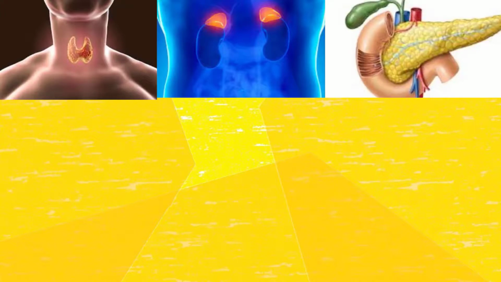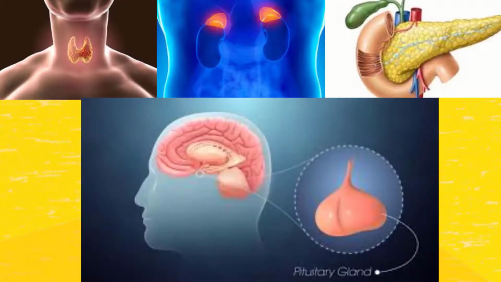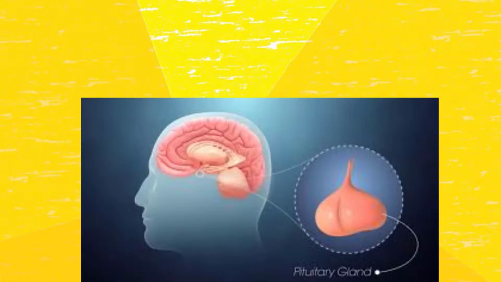Now the thyroid gland, adrenal gland and pancreas secrete their hormones when they receive orders from the pituitary gland. Do you know that the pituitary gland is the master gland? On the order of this gland, every hormone is released. Pituitary also secretes growth hormone, which is necessary for the normal growth of a person.